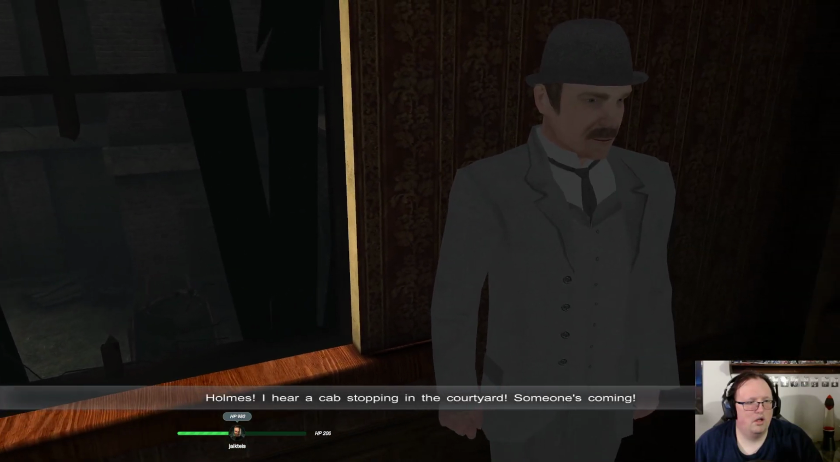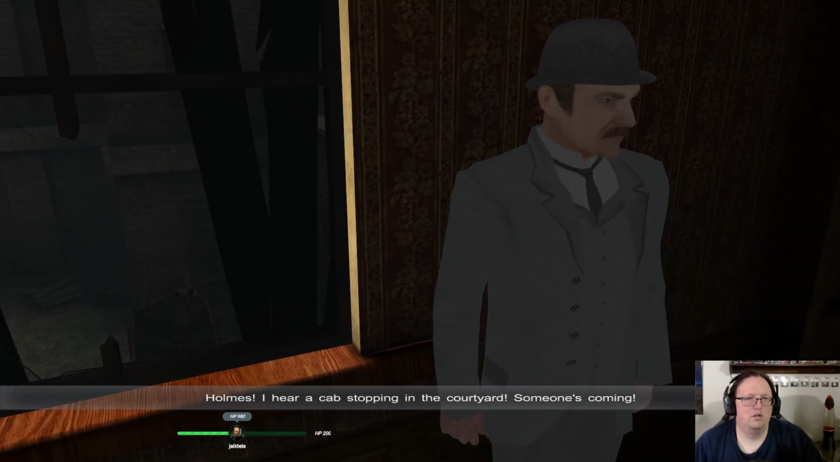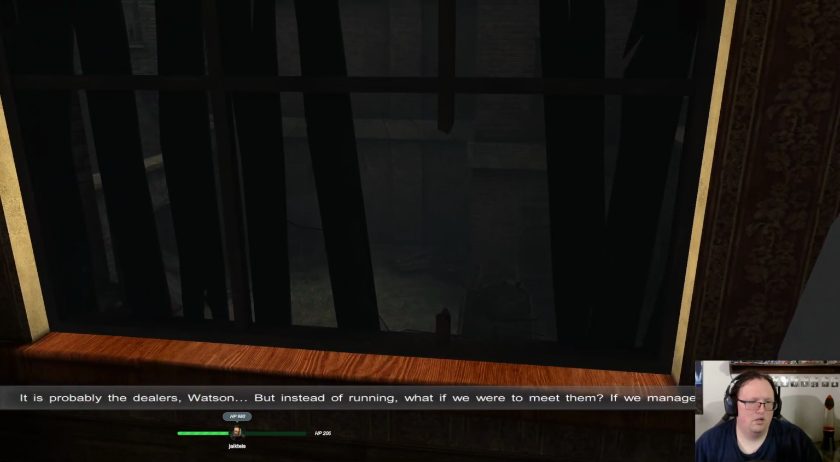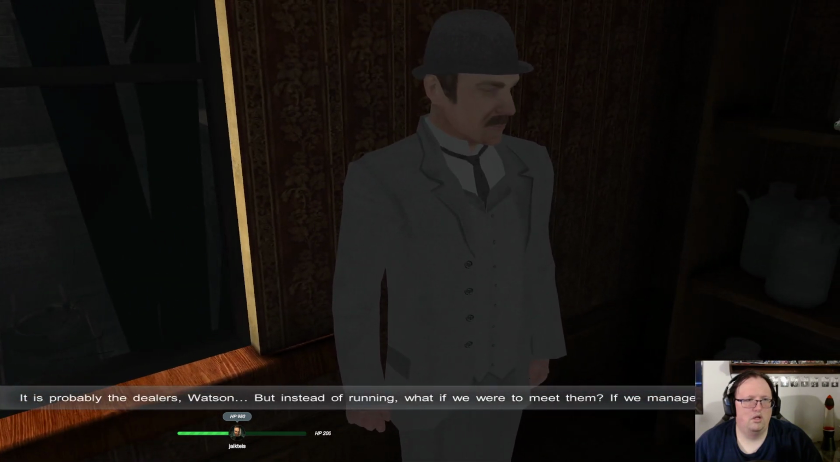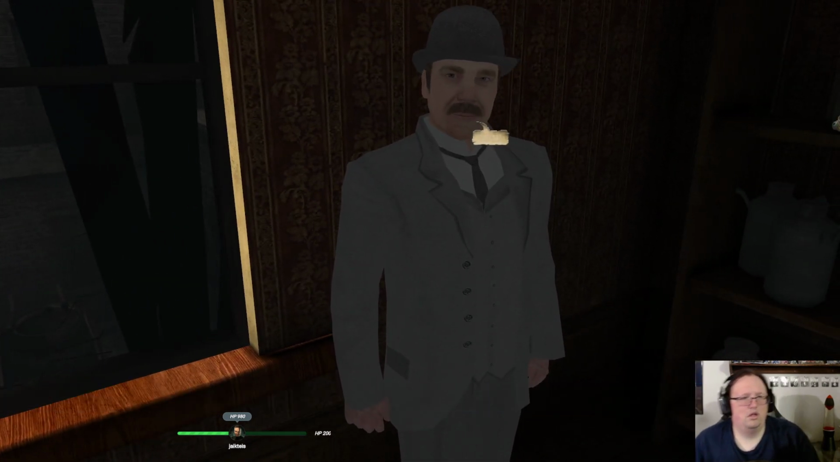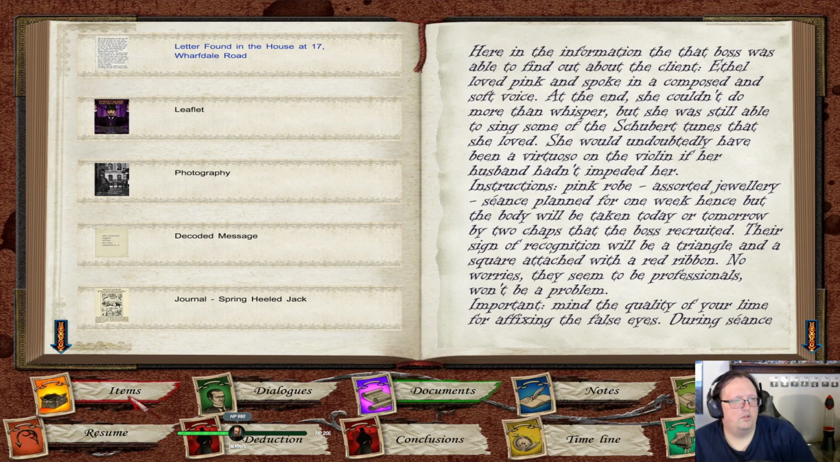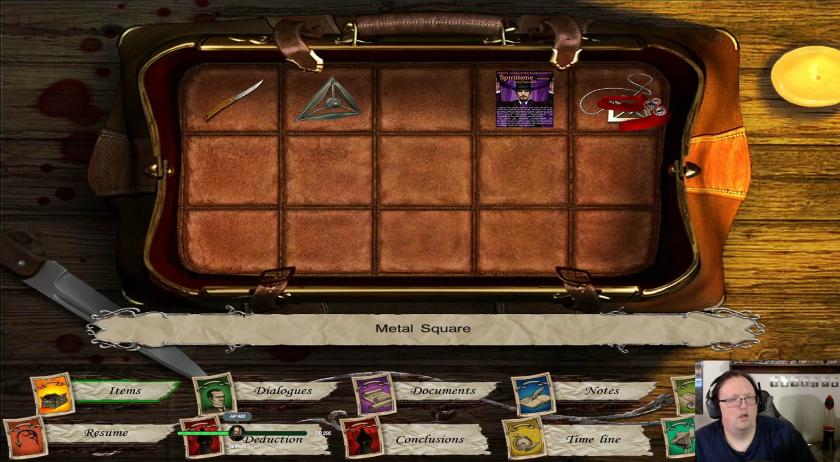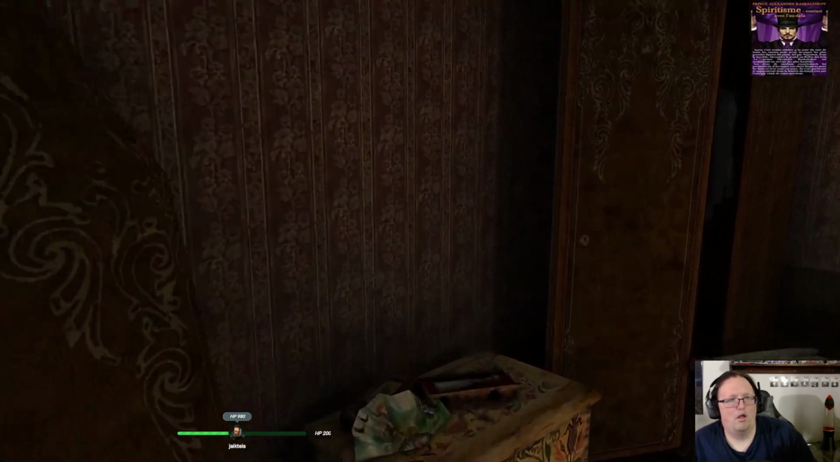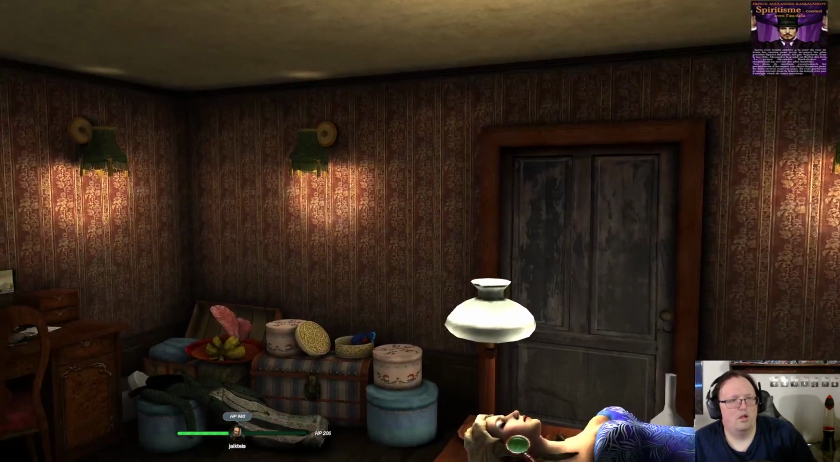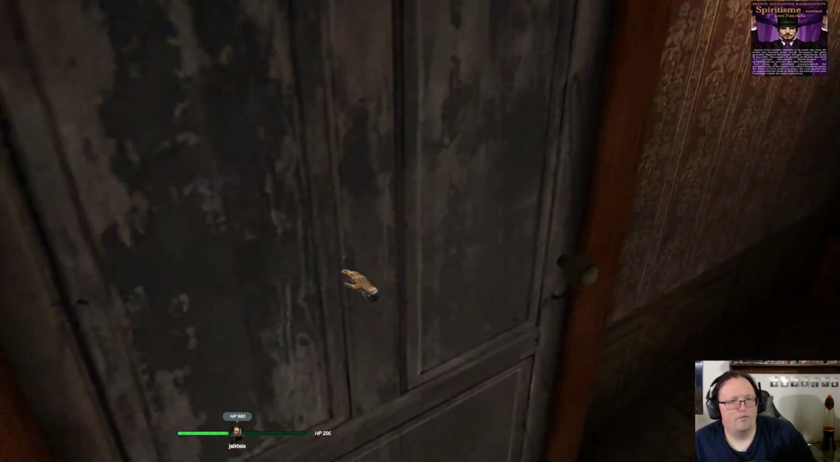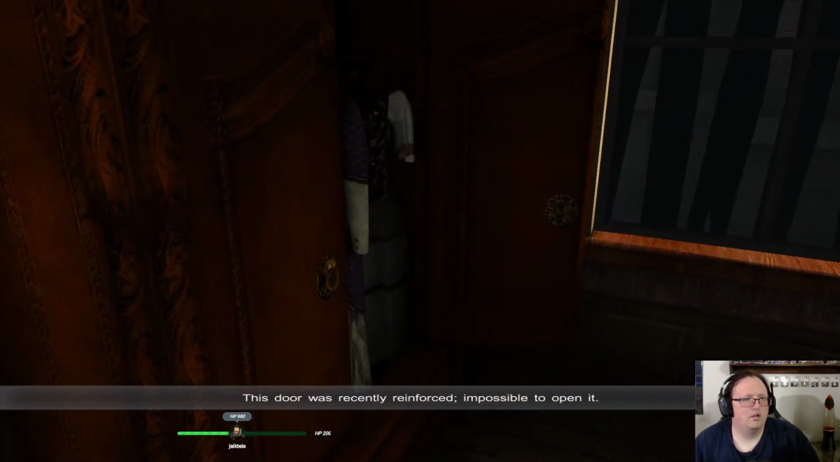Holmes, I hear a cab stopping in the courtyard. Someone's coming. It is probably the dealers, Watson, but instead of running, what if we were to meet them, if we managed to win their trust? You are joking, Holmes? No, I'm not. This door was recently reinforced. Impossible to open it.